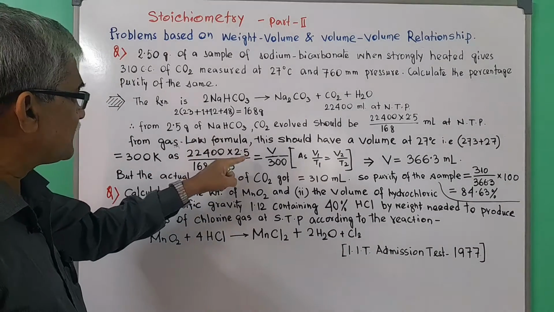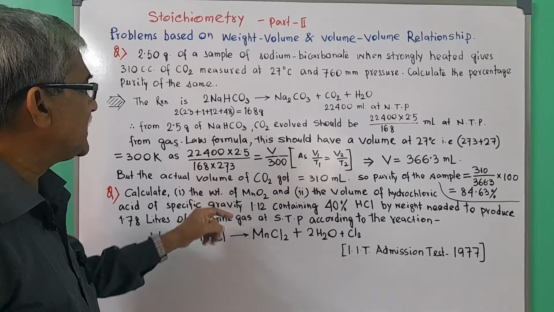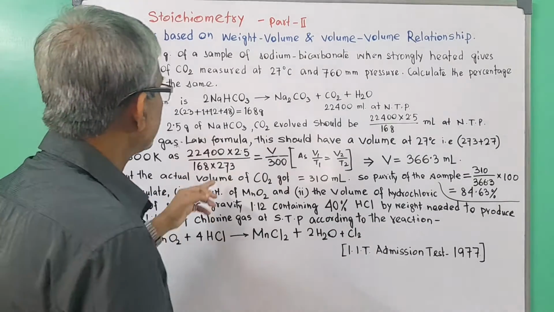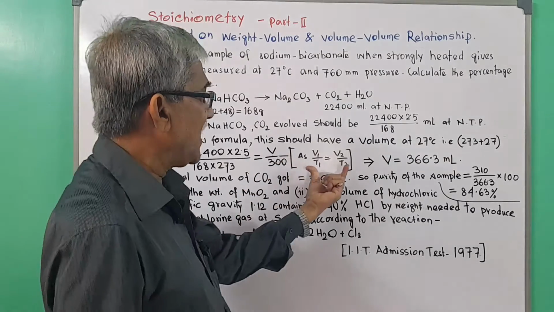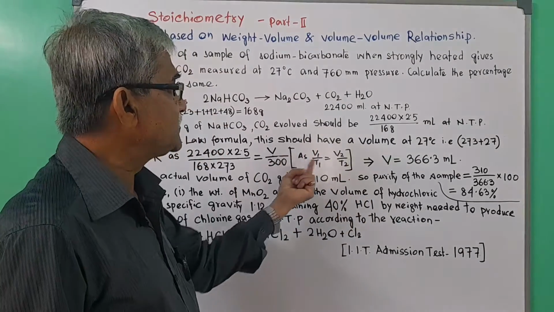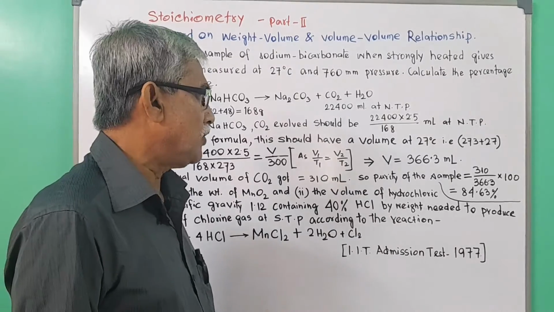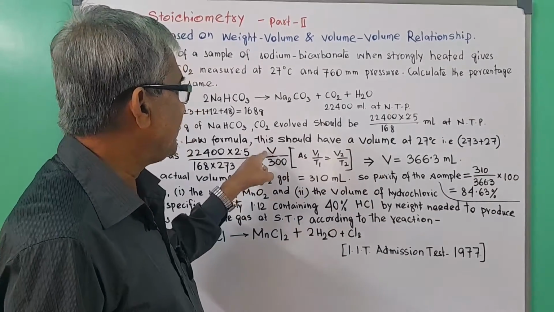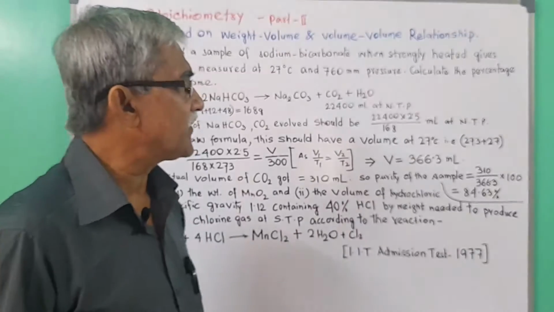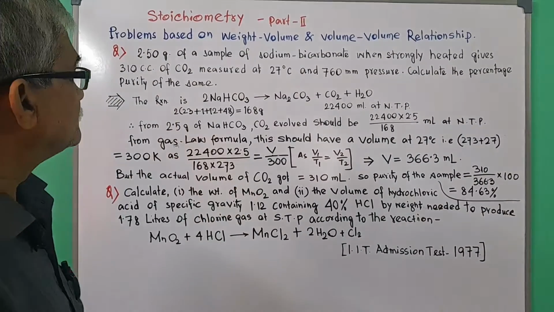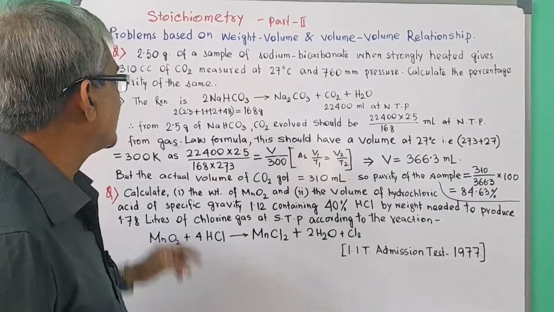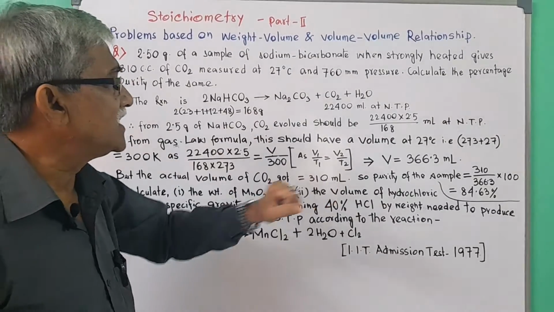As 22,400 into 2.5 upon 168 into 273, and this equals V by 300. We are utilizing the formula V1 by T1 equals V2 by T2. Therefore, you get that V is equal to 366.3 milliliter. But the actual volume of CO2 at that condition is given as 310 milliliter.